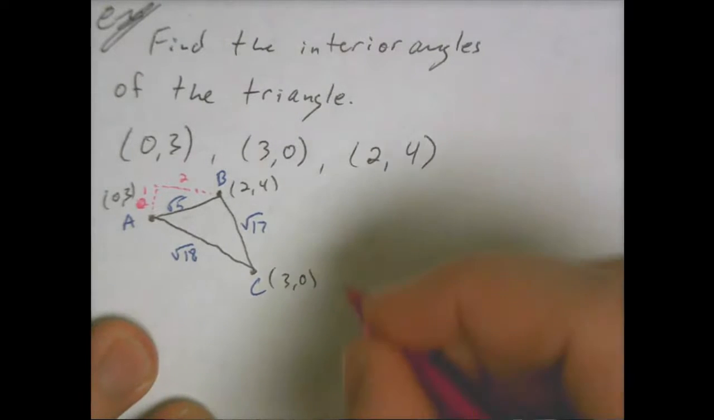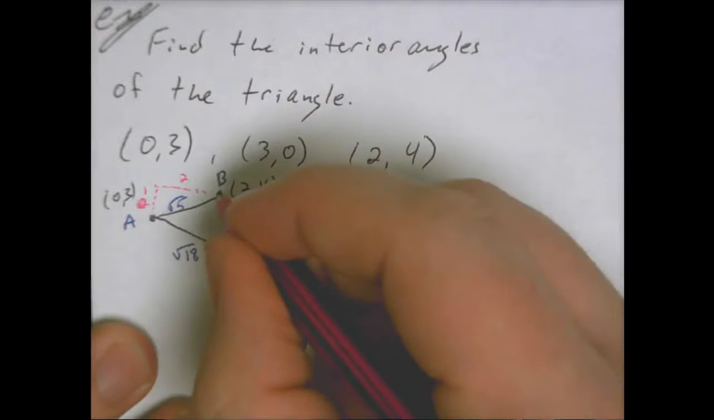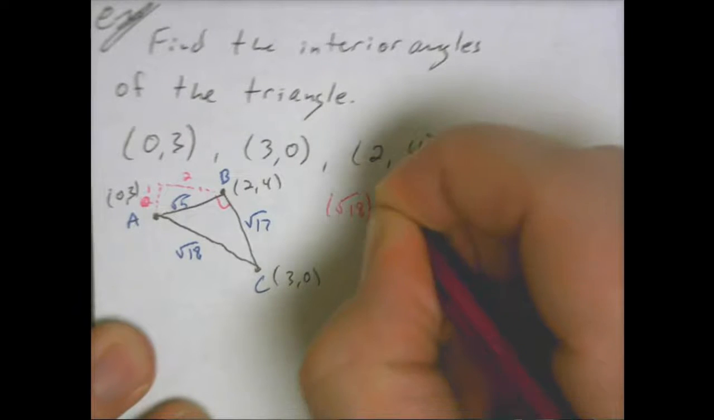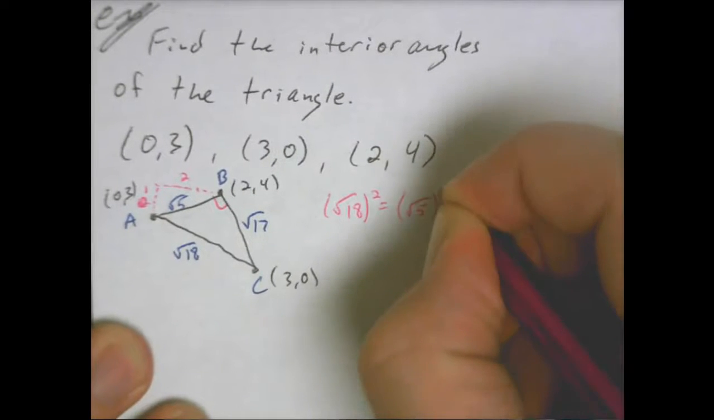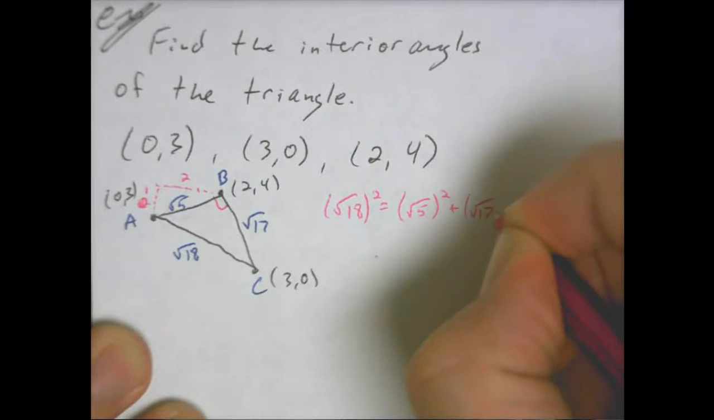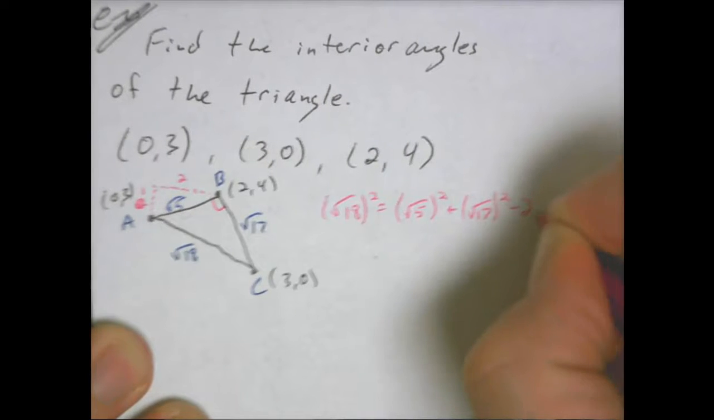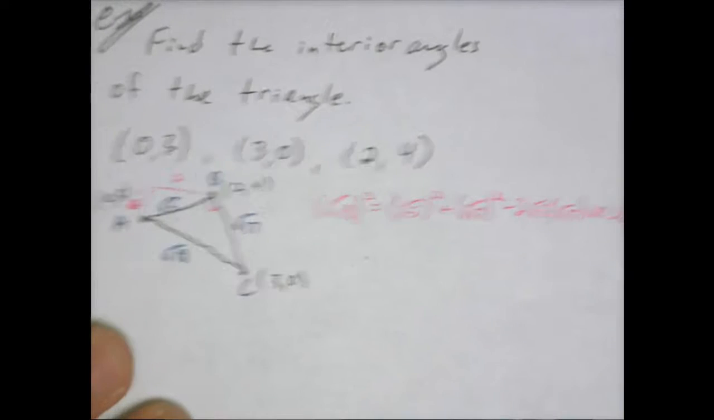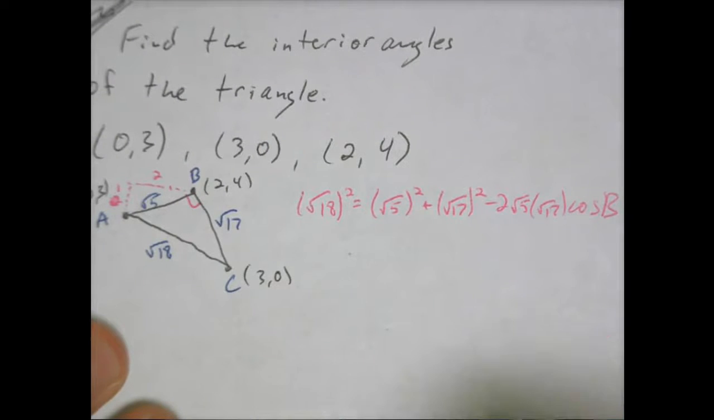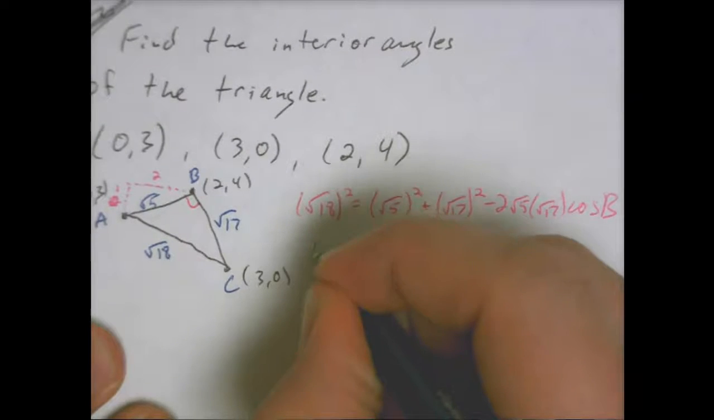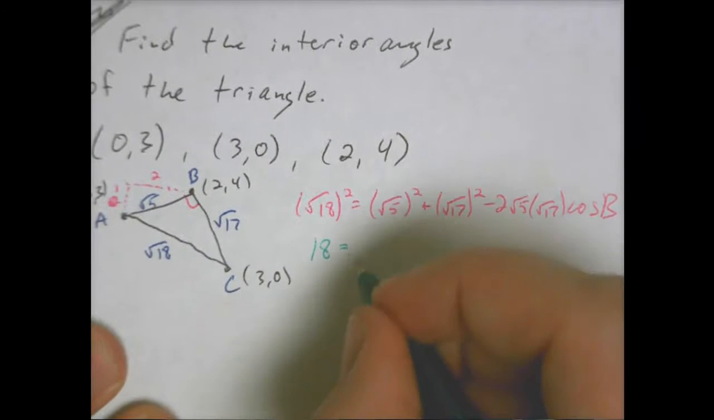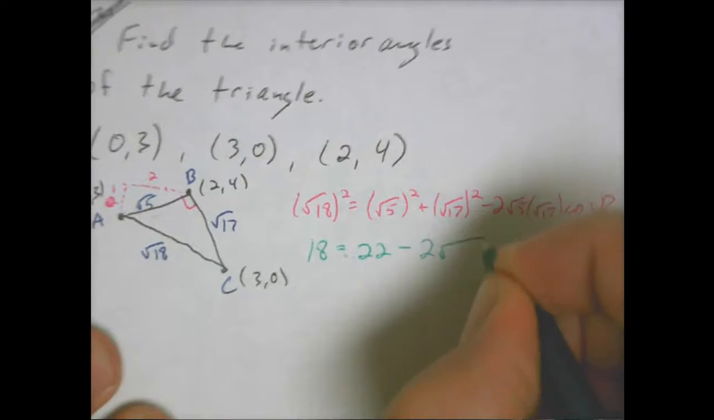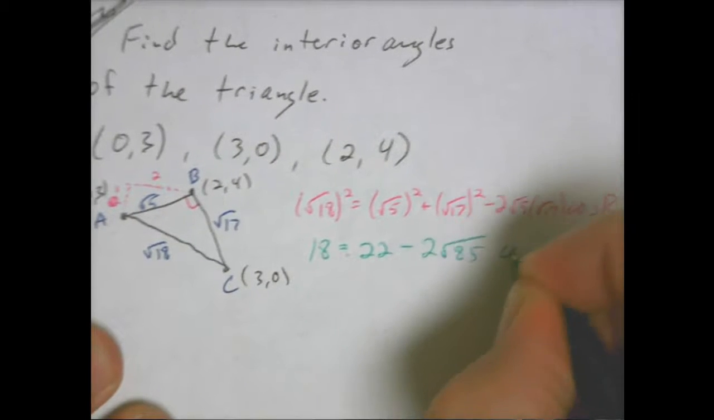And I know what the law of cosines is, so I can use that to find angle B. So I can say that the square root of 18 squared equals the square root of 5 squared plus root 17 squared minus 2 root 5 root 17 cosine B. Yay, law of cosines. So then it may be easier to simplify this before I plug it in my calculator. So I'll say 18, 5 plus 17 is 22, minus 2 root 5 times 17, so 2 square root 85, cosine B.